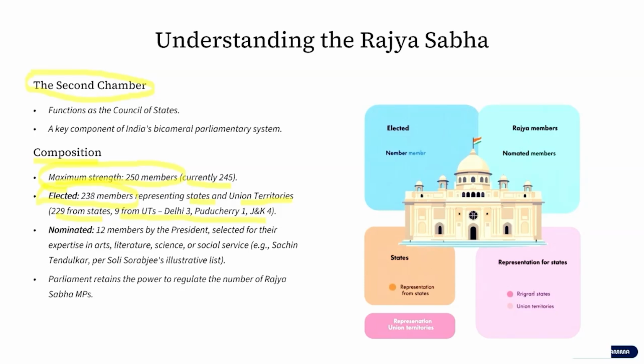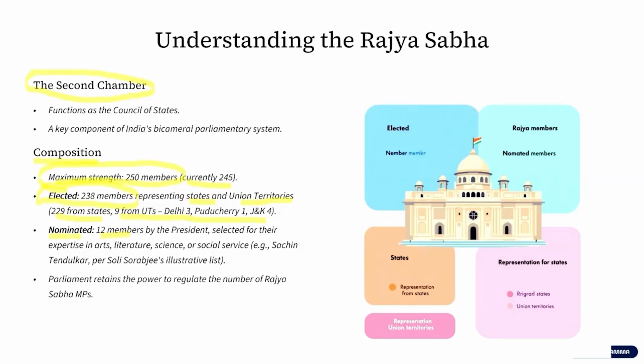What is the reason for this? The reason is simple: only these 3 union territories have legislative assemblies. The rest of the 5 union territories do not have a legislative assembly. So 9 MPs to Rajya Sabha are chosen from these 3 union territories. The rest of the 229 MPs are chosen from the 28 states of India. Now, who are the remaining 12 members? The remaining 12 members are nominated members.